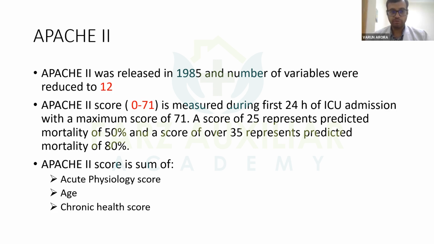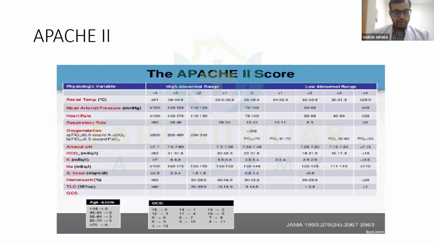This score is the sum of the acute physiological score, which, as I have told you, consists of 12 variables, the age, and the chronic health score. There is an algorithm used to measure the final score. Now, what are the 12 physiological variables? Because this is usually asked in our multiple choice questions.